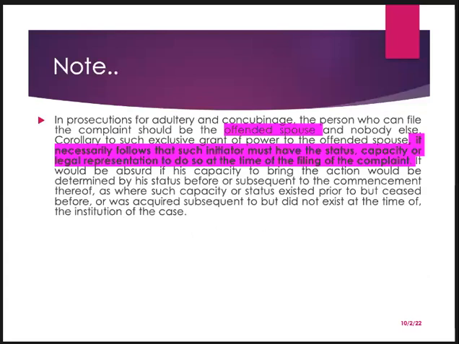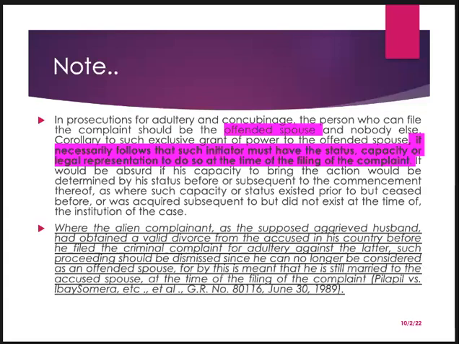Now, remember that in prosecutions for adultery and concubinage, the person who can file the complaint, as what we have emphasized earlier, should be the offended spouse and nobody else. Okay? Corollary to such exclusive grant of power to the offended spouse, it necessarily follows that such initiator must have the status, the capacity, or legal representation to do so at the time of the filing of the complaint.